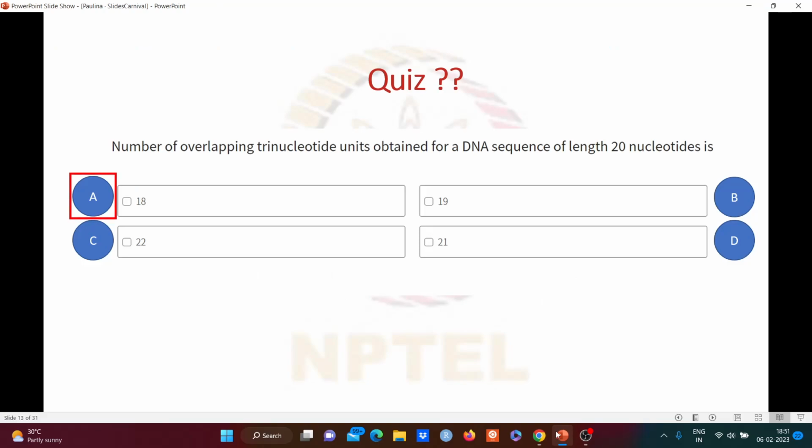The answer is 18. So when we are considering overlapping dinucleotides, the number of overlapping dinucleotides we get is n minus 1, and the number of overlapping trinucleotides we get is n minus 2, where n is the DNA sequence length or number of nucleotides present.